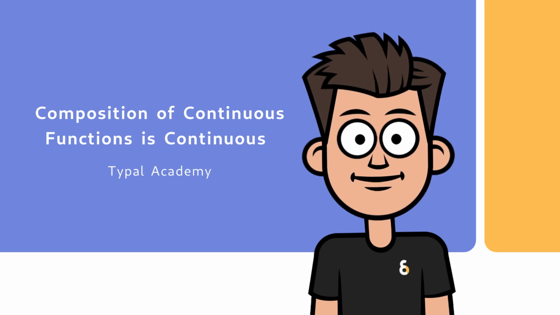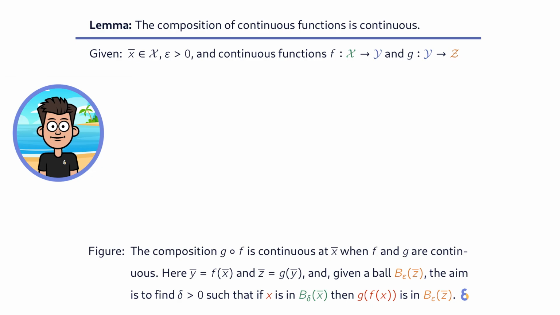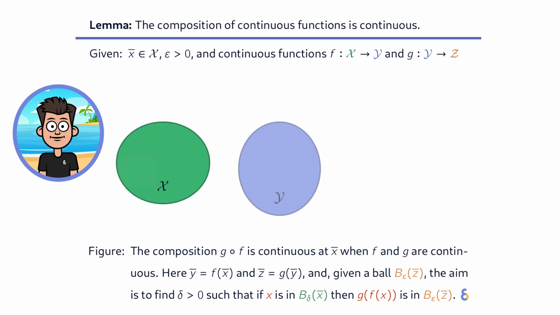Hi scholars, let's prove the composition of two continuous functions is itself a continuous function. To start, let's discuss the result visually. What we are going to be given in our proof is three sets, X, Y, and Z.